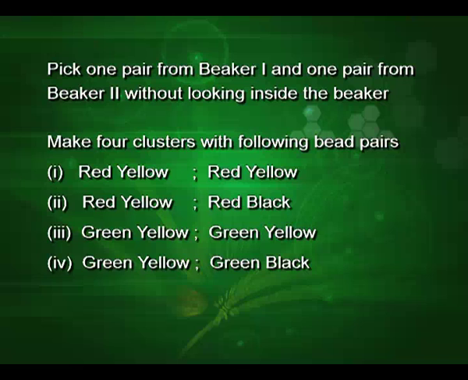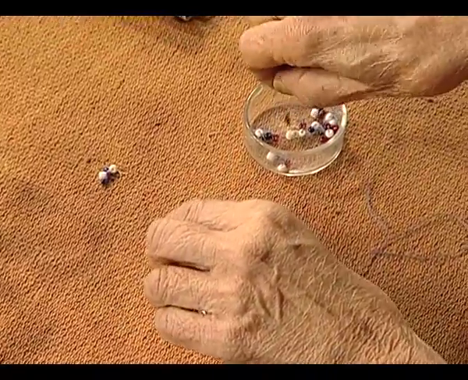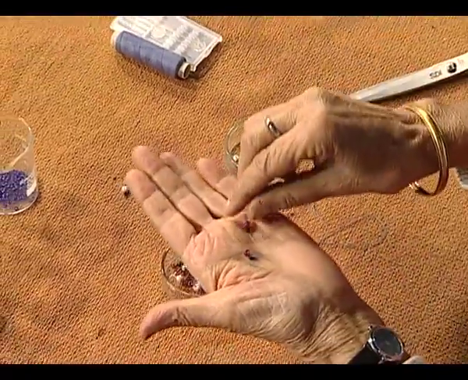Green yellow with green yellow, if it comes, you do not have to select and put, and green yellow and green black, because these 4 are the combinations which you are going to get. So now you have 4 clusters of these 4 different pairings. So every time you are taking one pair from here, one pair from here, without seeing, and then see what it is.